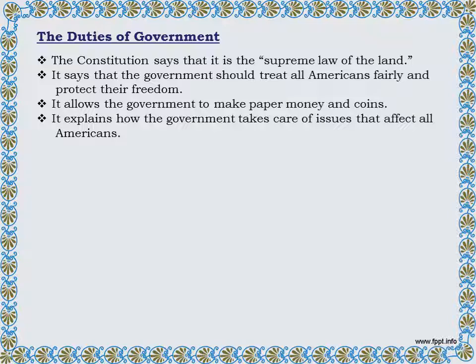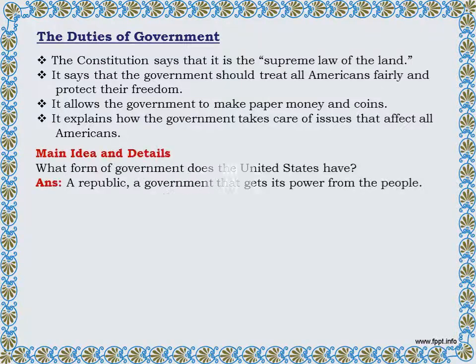It allows the government to make paper money and coins, and the Constitution also explains how the government takes care of issues that affect all Americans. So let's have the main idea of this part of the lesson. What form of government does the United States have? So the answer is here, a republic or a government that gets its power from the people.